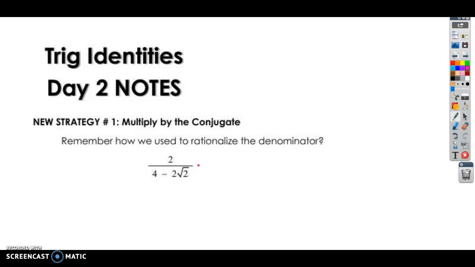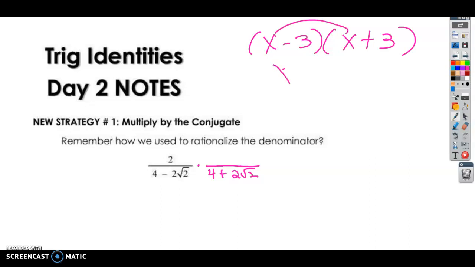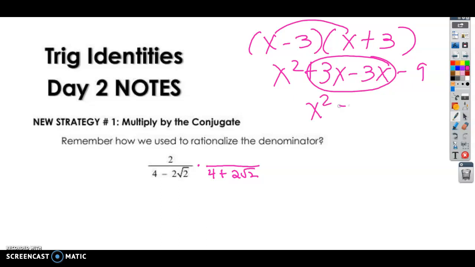So we've got in our denominator 4 minus 2 root 2. In order to rationalize that denominator, we're going to have to multiply by the complex conjugate, 4 plus 2 root 2. And the reason we're doing that is if we were multiplying x minus 3 times x plus 3, we know what happens, because we get x squared, a plus 3x, and then a minus 3x, and then a minus 9. So the middle terms end up canceling, and we just get x squared minus 9.